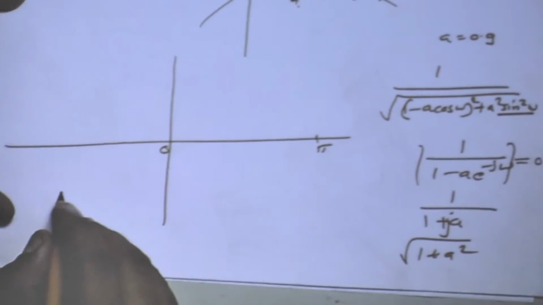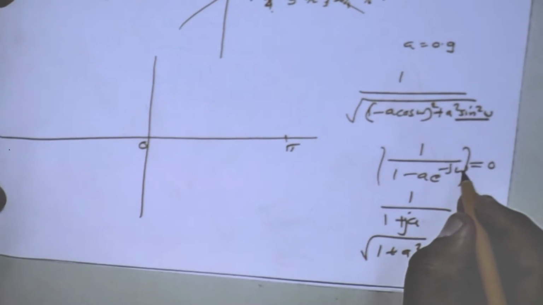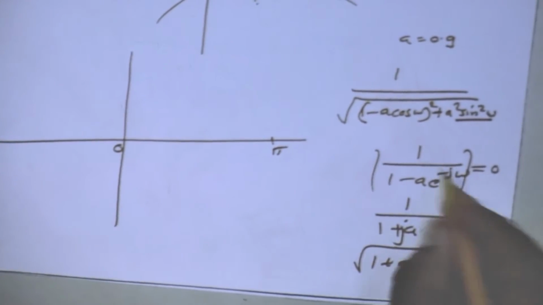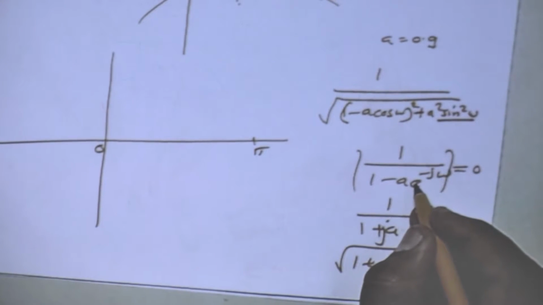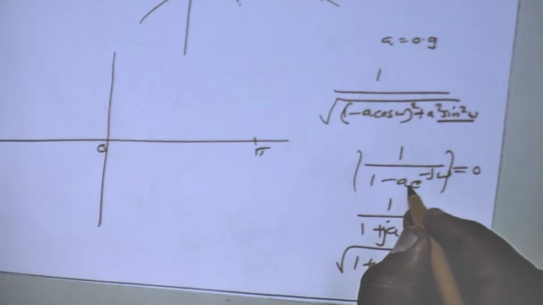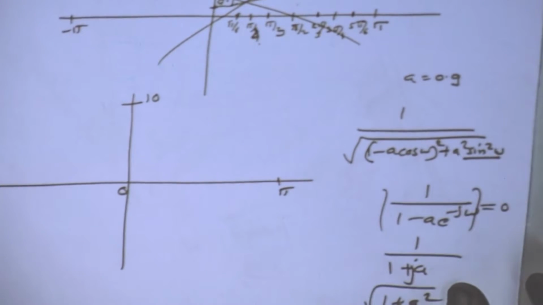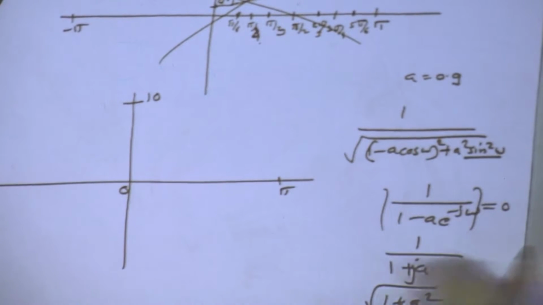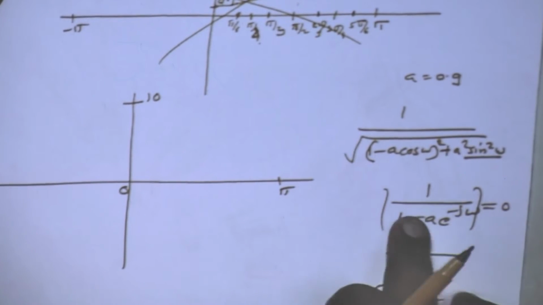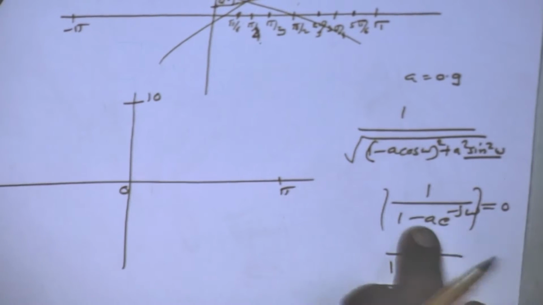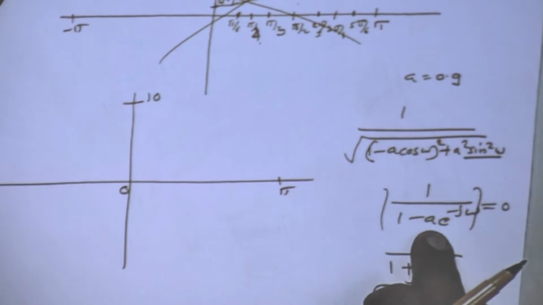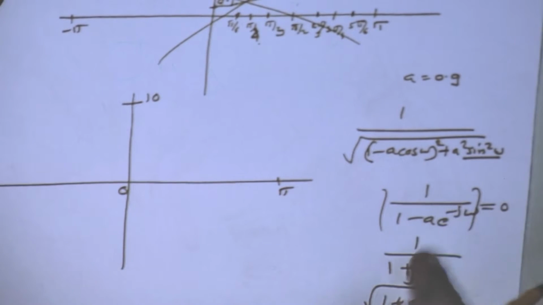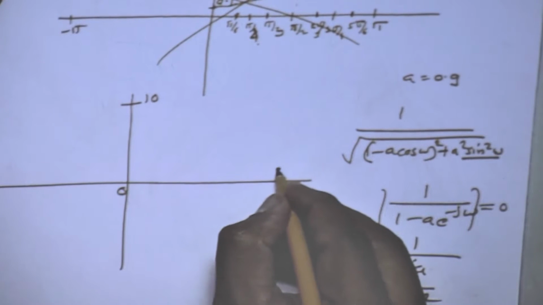The values at 0 and pi we will find out. So, when omega equal to 0, this becomes 1 by 1 minus a. A is 0.9. 1 minus 0.9 is 0.1. 1 by 0.1 is 10. So, it is 10 here. At pi, it is 1 by 1 plus a. Plus a is 0.9. 1 by 1 plus 0.9 is 1 by 1.9, approximately 1 by 2. Approximately 1 by 2 is 0.5. So, 0.5 is somewhere here.